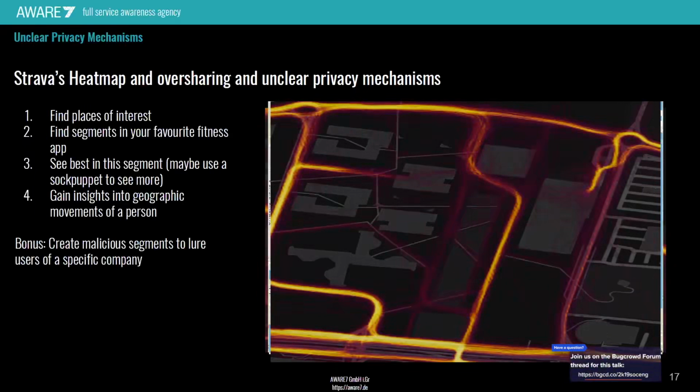Originally, Nathan Rusa discovered this privacy leak on the heat map. But we did the whole company thing. I just forgot to mention Nathan. Sorry. He discovered the privacy leak about the military bases that were secret and that were revealed by this heat map. So credit where credit is due.